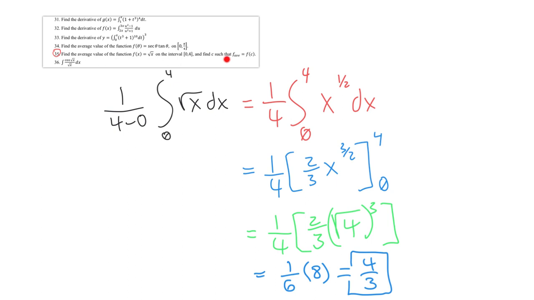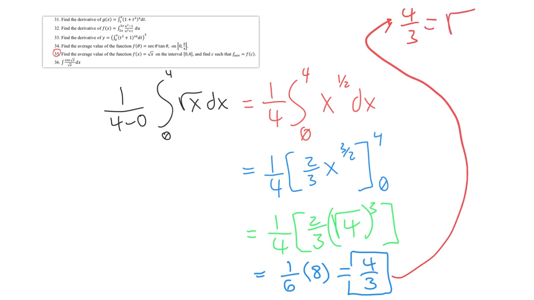And then we want to find c such that the average value equals f of c. So in other words, take that 4/3 and set it equal to the function. And the function is this. And all we'd have to do here is square both sides. And in doing so, we would have 16 over 9. So that is the answer with regards to the x value. That's the average y value. That's the x value that corresponds with it. So that is how you do that one.